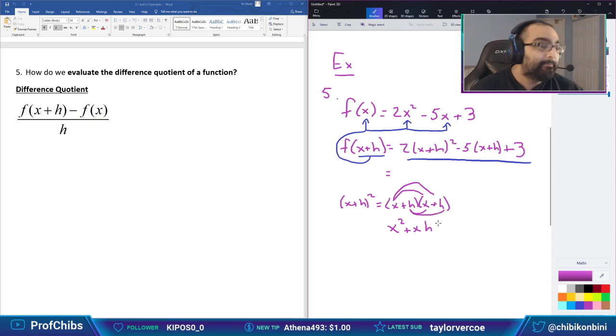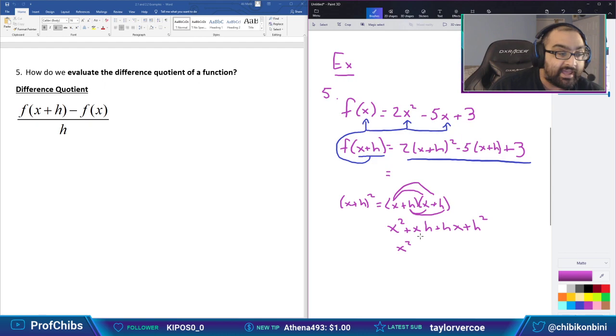Okay, cool. All right. So here we're going to FOIL with h next. So we've got plus h times x, and then h times h is h squared. So what we have here is x squared. Now, one important thing about this is that xh and hx are the same exact thing. There's no difference between these two guys.